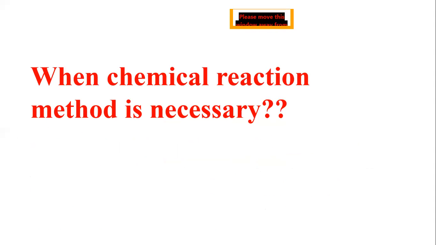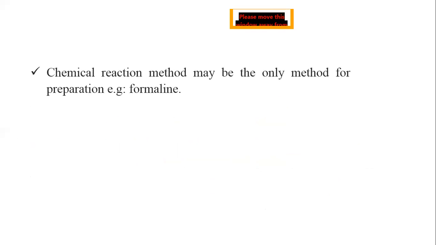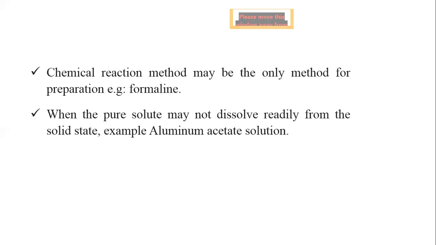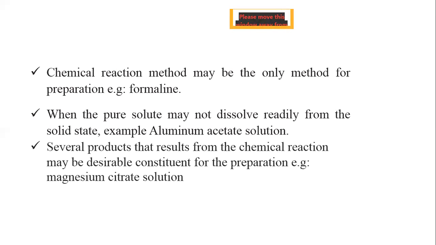When is the chemical reaction method necessary? The chemical reaction method is necessary when it is the only method for preparation. For example, formalin, which is used in tissue preparation. Also, when the pure solute may not dissolve readily from the solid state. For example, aluminum acetate solution, which is used for the treatment of eczema. Also, when several products that result from this chemical reaction may be desirable constituents for preparation. For example, magnesium citrate solution, which is used as a cathartic.